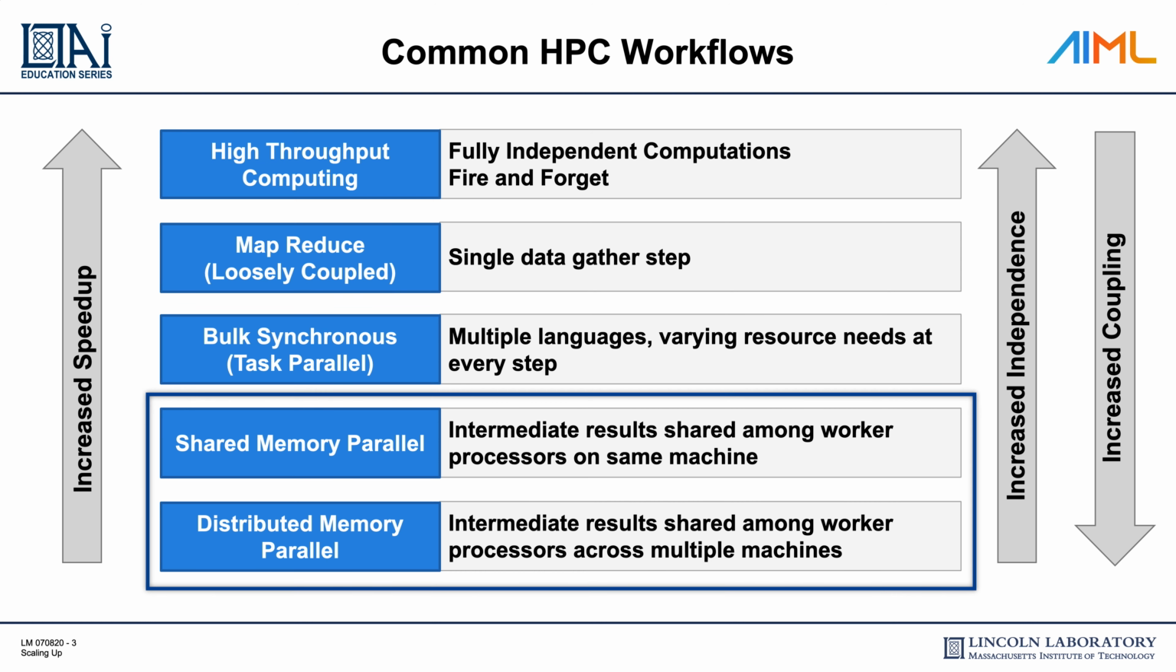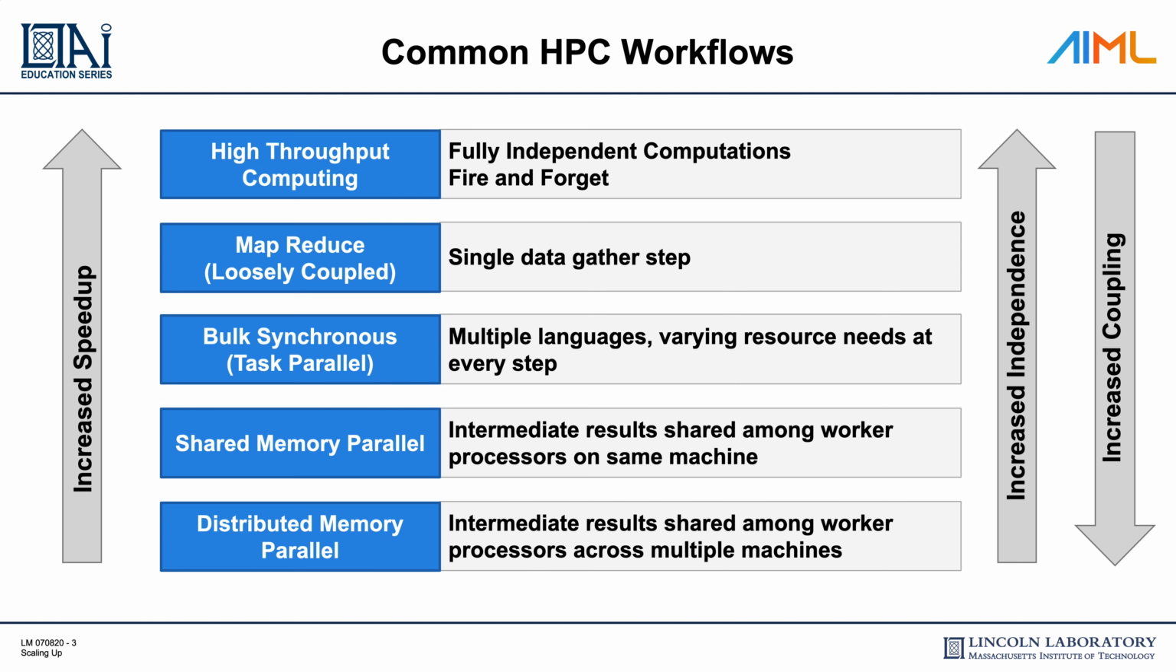Finally, we get to the fully parallel models. When applications cannot run fully independent, we call them parallel. These applications involve some amount of communication between processes, which takes time and can decrease the amount of speed up you can get. We can categorize these into two workflows, shared memory and distributed memory.